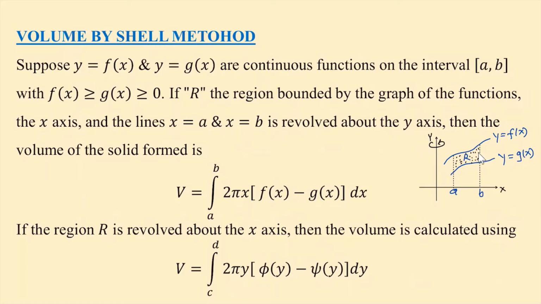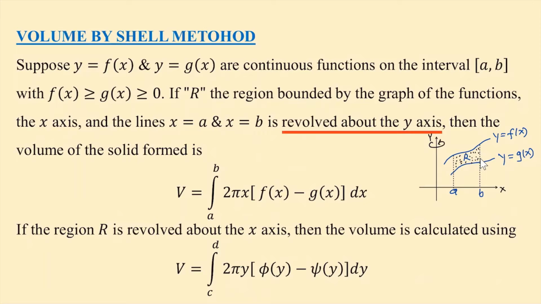Suppose y equal to f of x and y equal to g of x are two continuous functions on the interval from x equal to a to x equal to b, with f of x greater than g of x, and both of them positive. If R, the region bounded by the graphs of these two functions and the lines x equal to a and x equal to b, is revolved about the y-axis. So here, we are revolving the region about the y-axis.